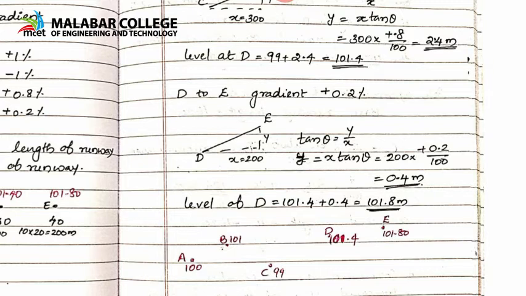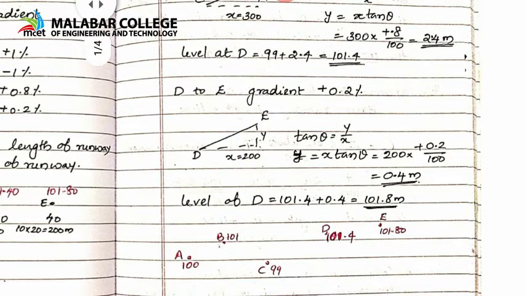Then that is equal to 0.4 meter. Which means the point D is 0.4 meter below E. That is, the point E is 0.4 meter above D. The level of E is equal to 101.4 plus 0.4. That is equal to 101.8 meter.